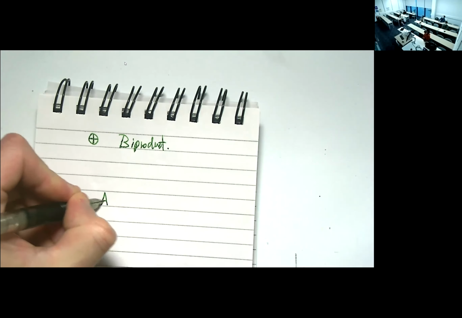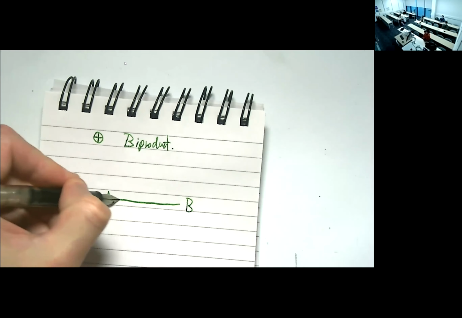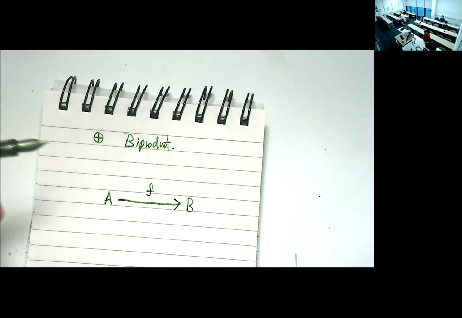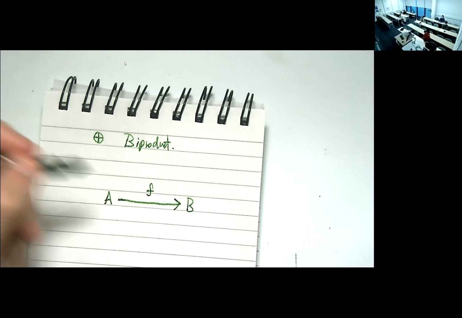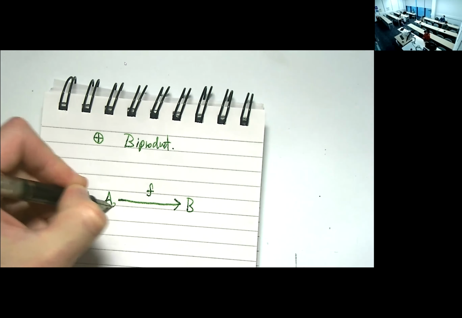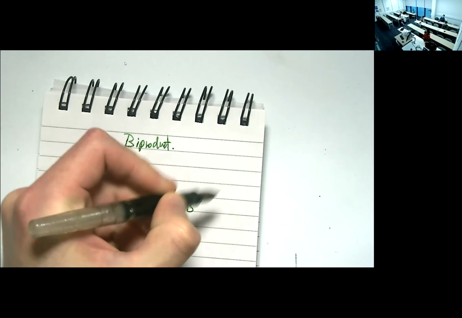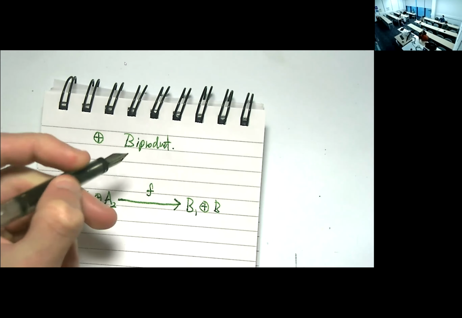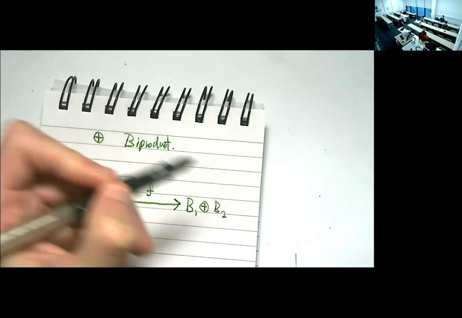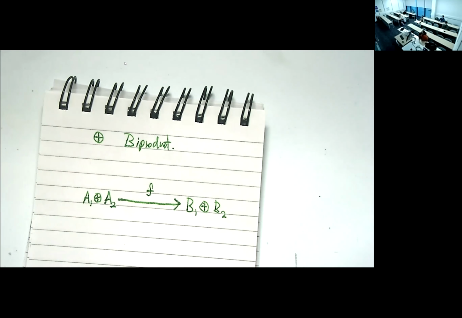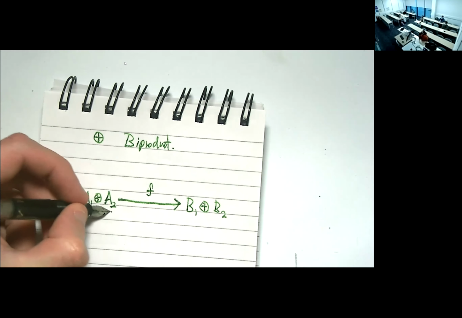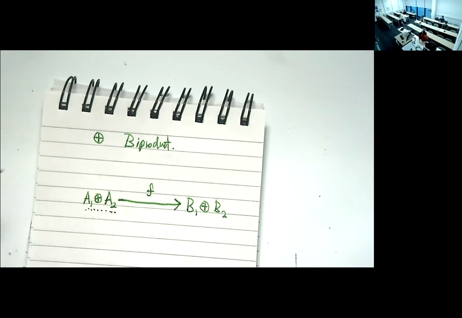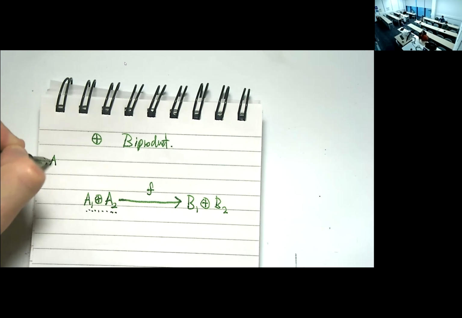Now, suppose we have two objects, A and B, and we have some morphism f from A to B. Let's suppose both of these are biproducts of something. So A is a biproduct of A1 and A2, and B is a biproduct of B1 and B2. Because it's a biproduct, it's a coproduct, so I have these two injections from A1 and A2.